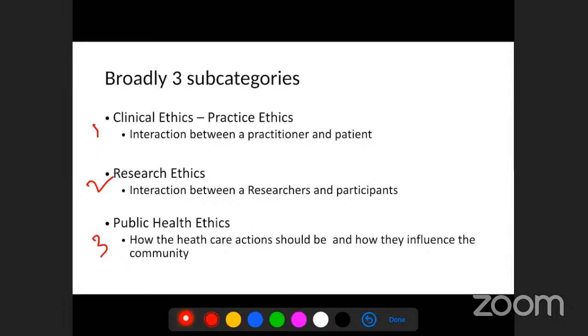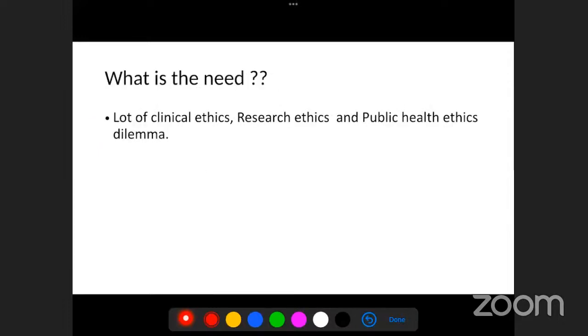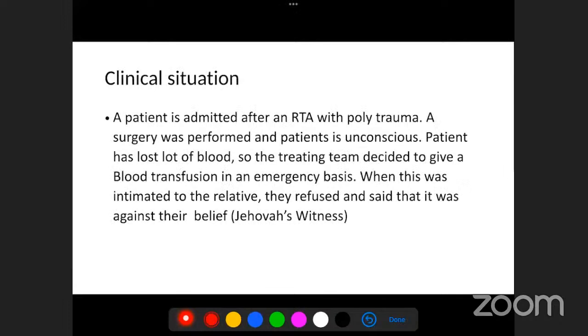and how the community gets affected. Now, why we talk about all these ethics is because there are a lot of clinical research ethics and publication ethics issues associated with each of these three areas or three dimensions. Let us look at an example in each of these areas. Let us try to understand that in each area there are a lot of ethical dimensions. So let us look at a clinical scenario.